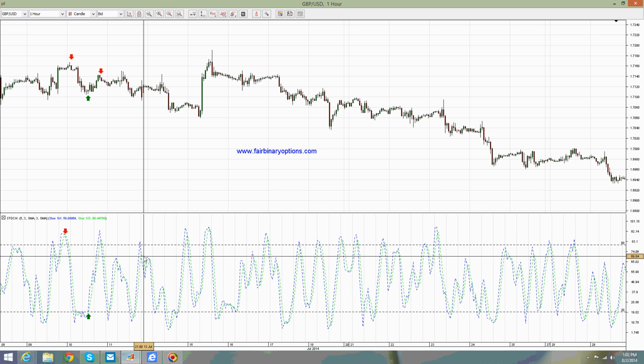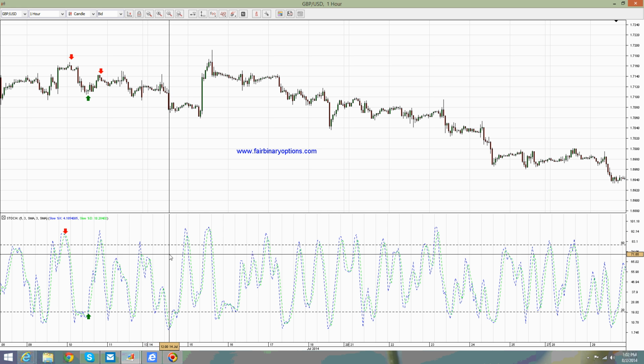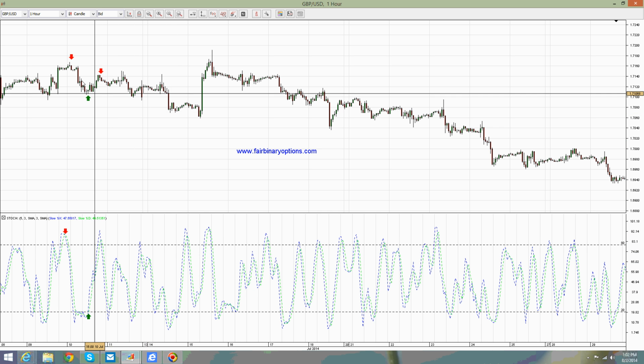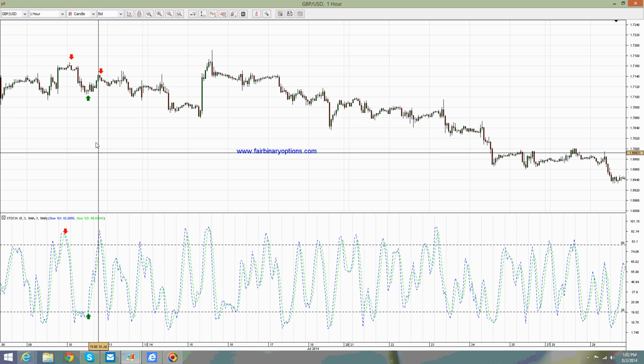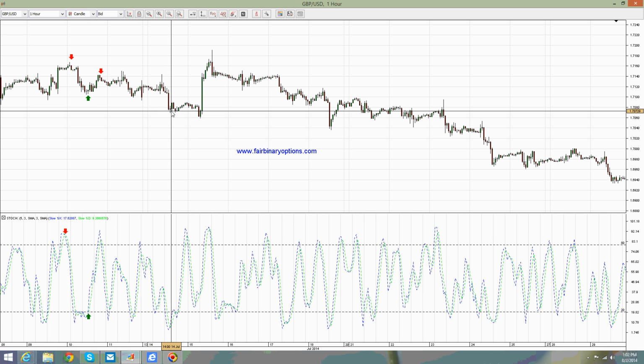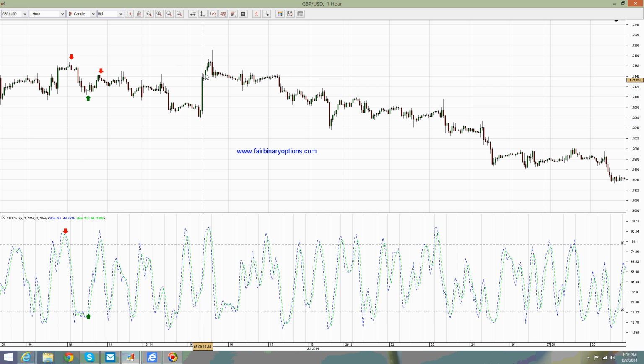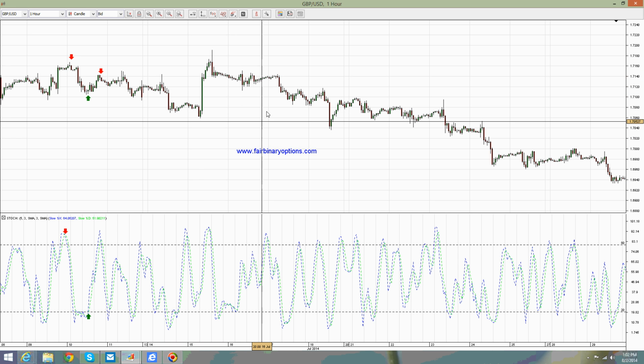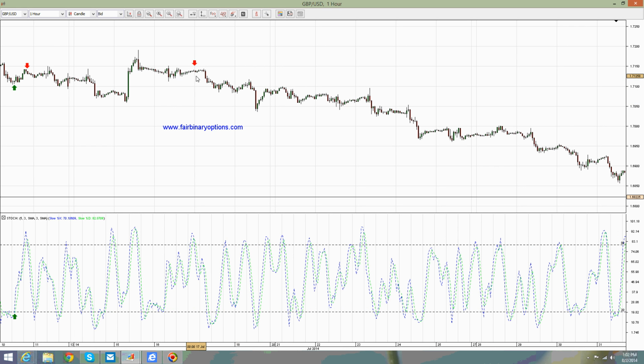You don't have a signal here because the stochastic is not in the overbought territory. You wait here. This is not a bearish. This is not a bullish trend where you should buy because you don't have a series of higher lows. And then this is the moment in here and in here where you should filter, and from this moment on only look to buy put options when the stochastic turns down. So this is a moment where you should buy put options.